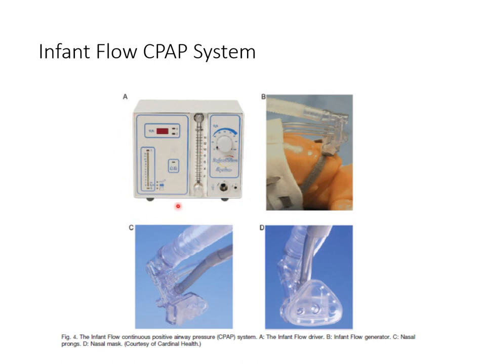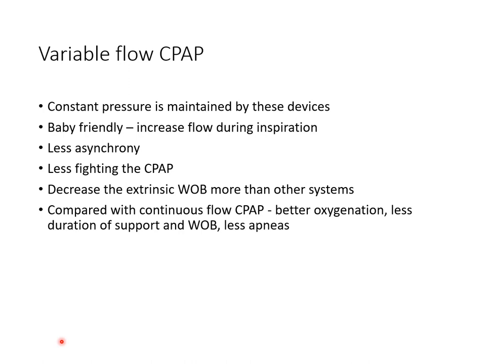So this is the Infant Flow CPAP delivery system. This is the machine, these are the prongs, and this is the mask. This is how it is applied to the baby, and this is widely used abroad. Variable flow CPAP has many advantages because it's baby friendly. Because there is increased flow during inspiration, there is less asynchrony, so the baby is comfortable. It fights the CPAP less, and it decreases the work of breathing more than the other systems. There is also a lot of evidence that, compared with continuous flow systems, there is better oxygenation, less duration of support required, less work of breathing, and fewer apneas with variable flow.